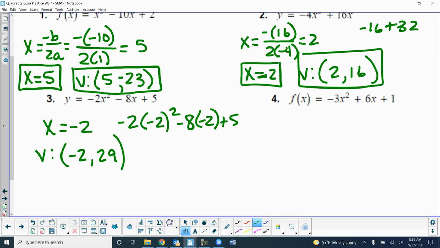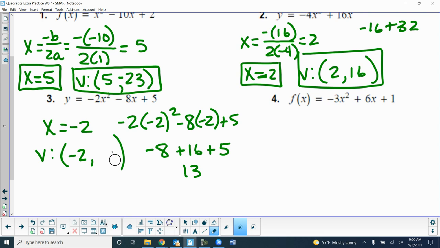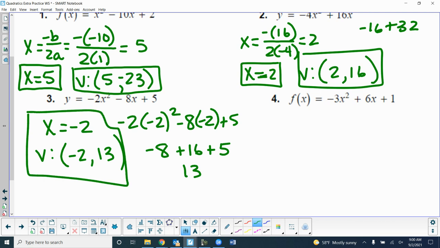All right, so what's negative 2 when you square it? 4 positive times negative 2 is negative 8. What's negative 8 times negative 2? Positive 16. Negative 8 plus 16 is positive 8 plus 5 is 13. Should have been 13. Questions?